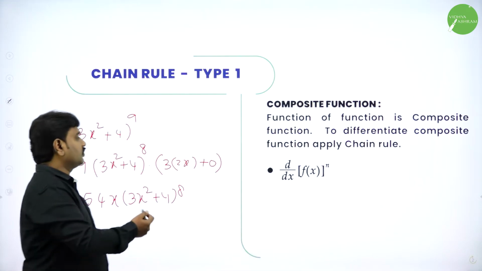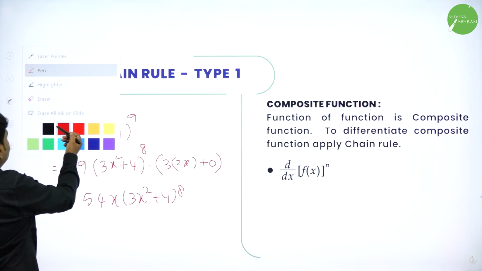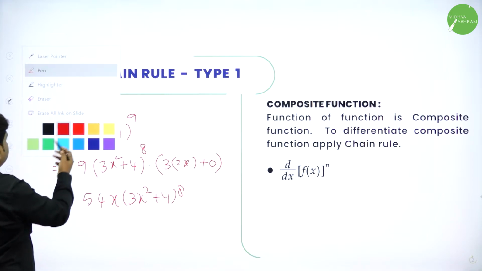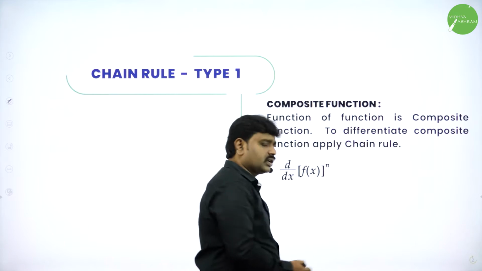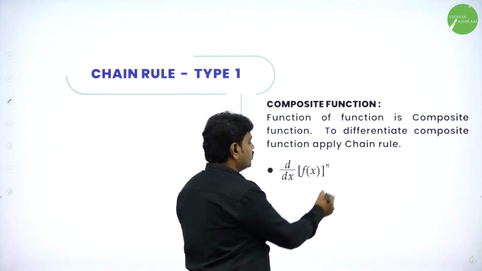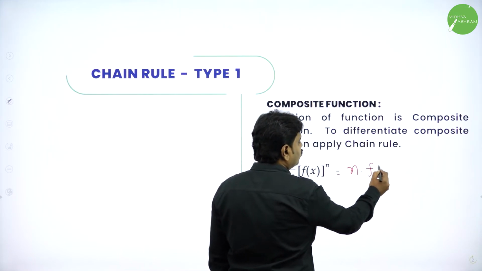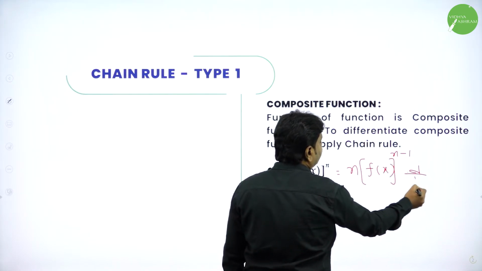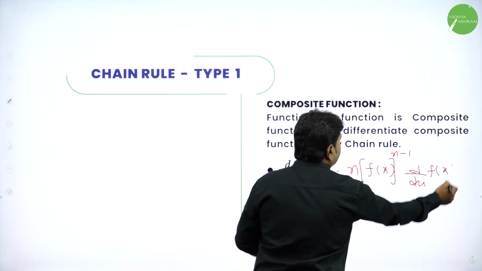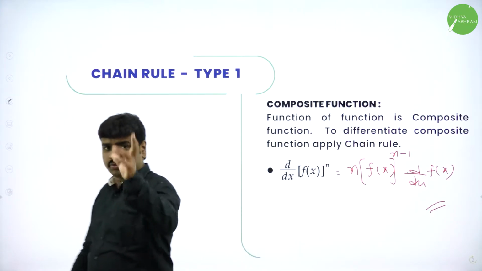Now some more problems I will take on this. What is the method? A function in the form d by dx of f of x power n. Again I am repeating. What is the answer for this? n into the function power n minus 1 into the derivative of the internal function. Internally I have f of x. Again we will use the same technique and do some more problems on this.